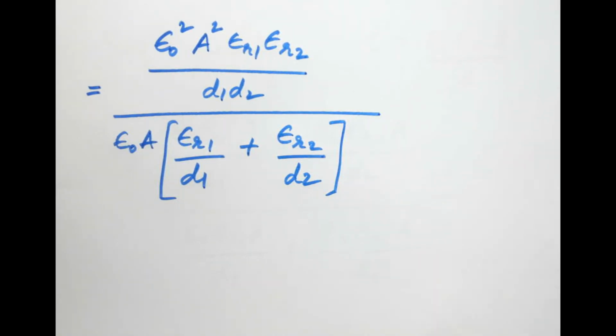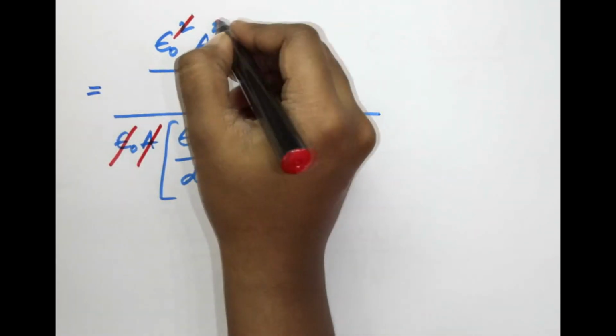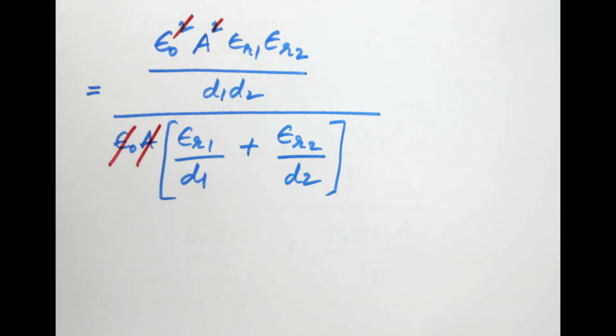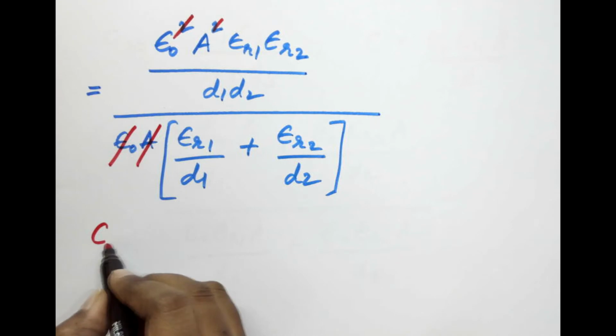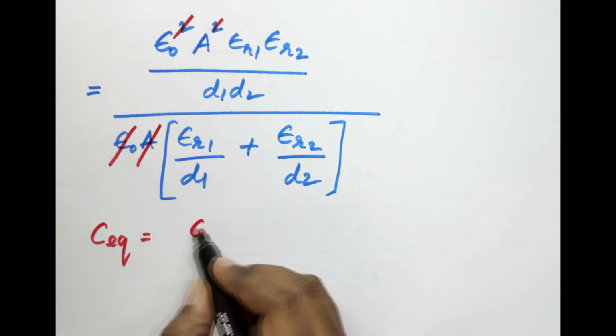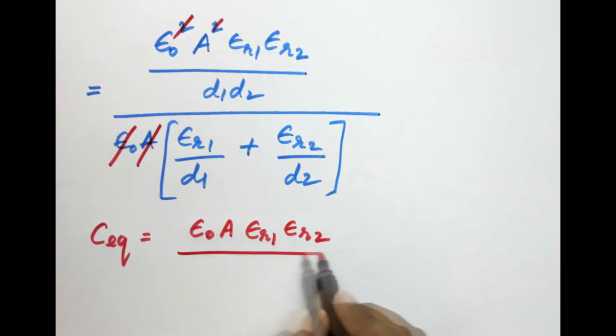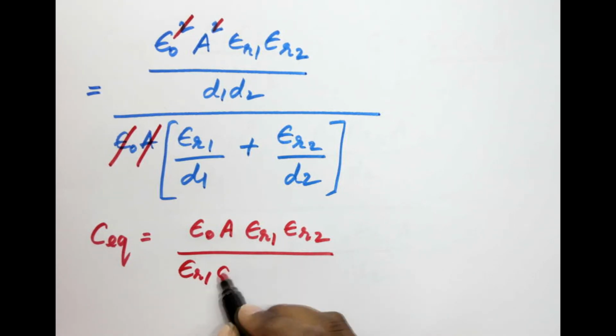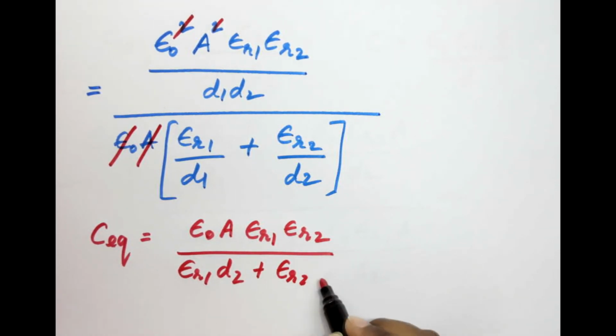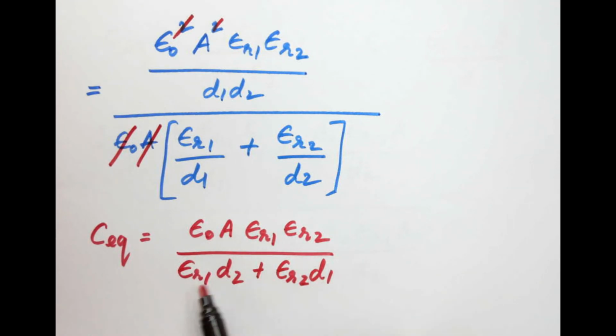So here we can cancel out epsilon naught and epsilon naught in the numerator. Now the rest of the portion, I believe we can cancel out the area as well, one part of the area. So this is what we have. Okay, I'll note this down over here. So C equivalent is equal to epsilon naught A, epsilon r1, epsilon r2 divided by epsilon r1 d2 plus epsilon r2 d1. So this is a simplification of this to the next step. Now all we have to do is just plug in the values of these terms.